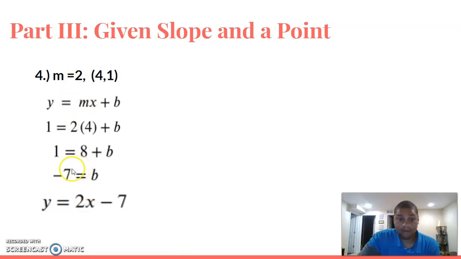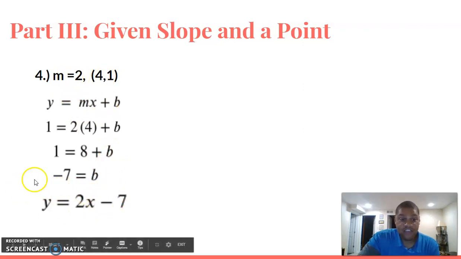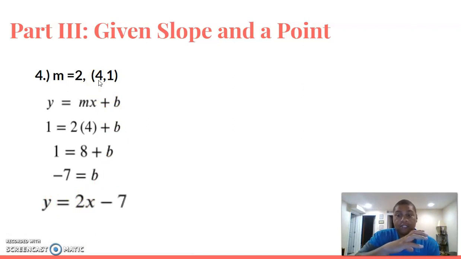Those kids only get half credit because the question will be asking, what is the equation of the line with a slope of 2 that goes through the point 4, 1. This is the equation that does those two things. It has that slope, it goes to that point, okay? So make sure you finish these problems and actually write out the full equation, okay?